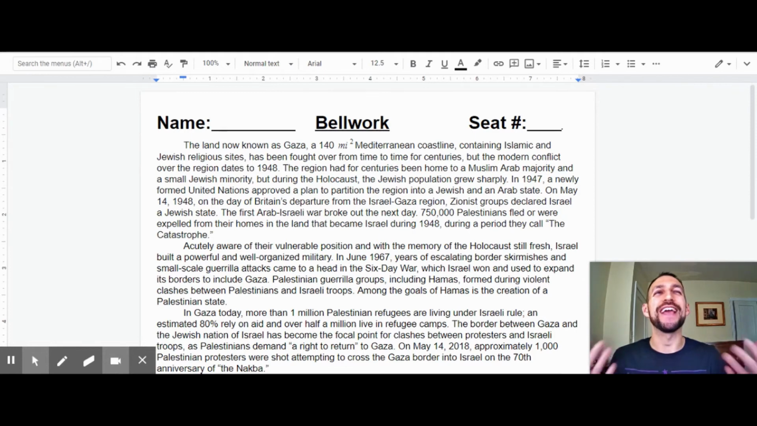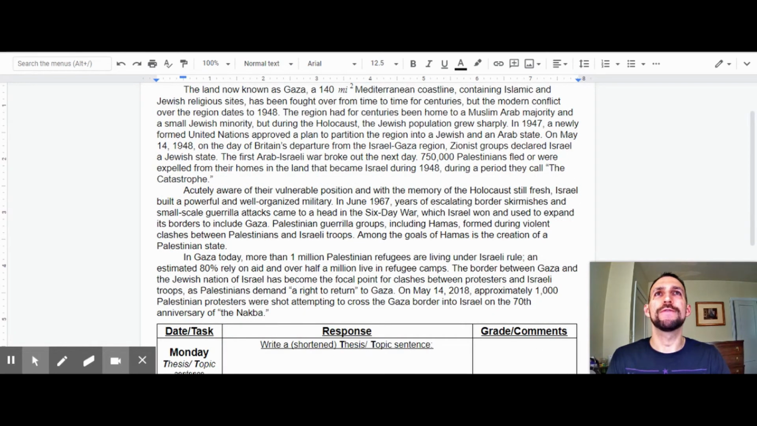If we don't know what catastrophe is, we can Google that, but it's something awful that happened, a very large monumental event that is very unfortunate for a group of people. So this seems like what's connecting everything, since this involves Palestinian refugees, as well as a land becoming known as Israel, and something unfortunate happening, which ties into Israel building a powerful, well-organized military, as well as the 1 million Palestinian refugees. So this seems like our topic sentence.